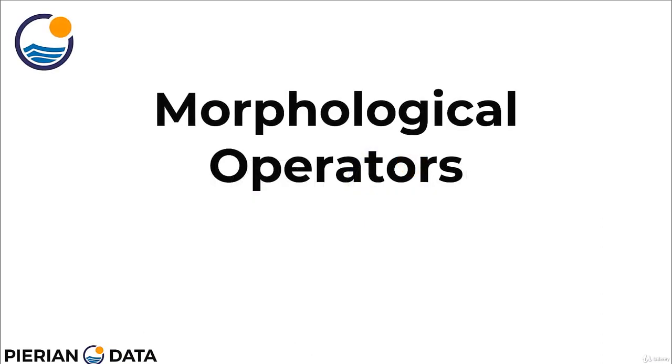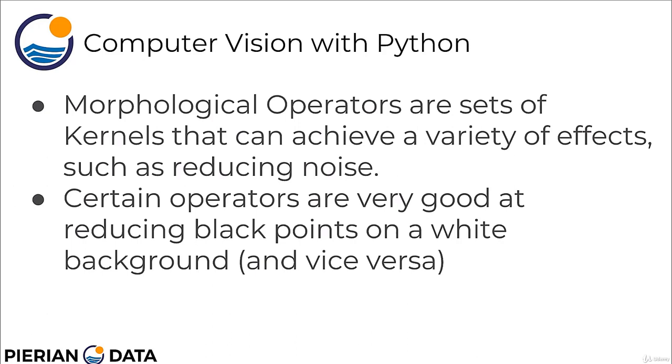Welcome back to this lecture on morphological operators. Morphological operators are sets of kernels that can achieve a variety of effects, such as reducing noise. We've already seen kernels that can achieve effects such as blurring and smoothing. These morphological operators are going to expand on that. In fact, certain operators are very good at reducing black points on a white background and vice versa.